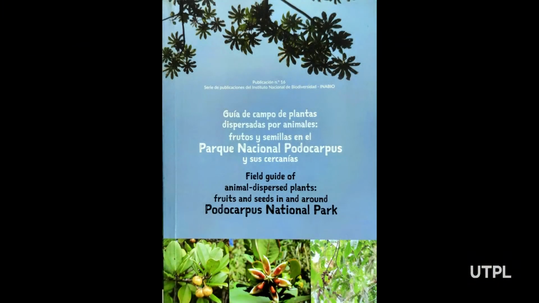So, good afternoon again. It's a great pleasure for me to present you this new book that was printed last year. It's a field guide of animal dispersed plants, fruits and seeds in and around Podocarpus National Park. It's in Spanish and in English. It presents 40 common species of animal dispersed, woody plant species distributed between 1,000 and 3,000 meters in and around Podocarpus National Park. This book was mainly compiled by Diana Acosta and Maciek Bacik, 2 PhD students from the first research phase of RESPECT, with major support of the local universities, the UTPL, the UNL, and also INABIO.